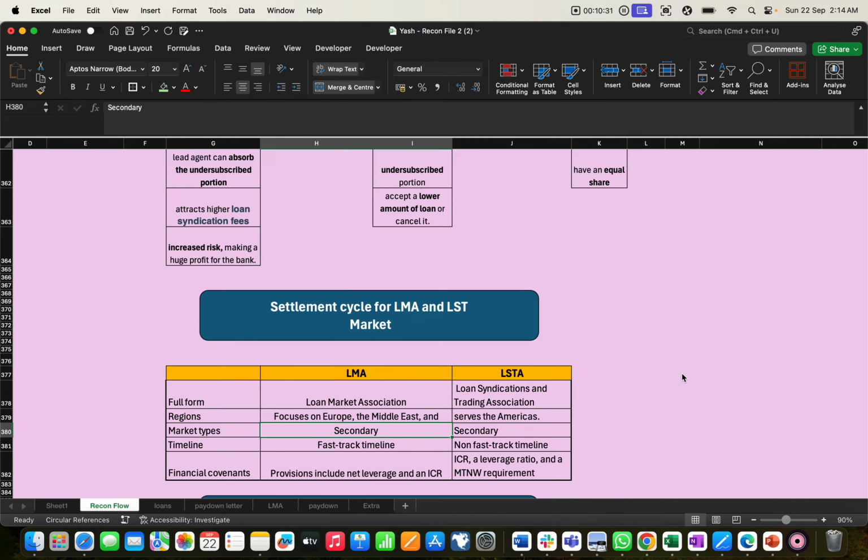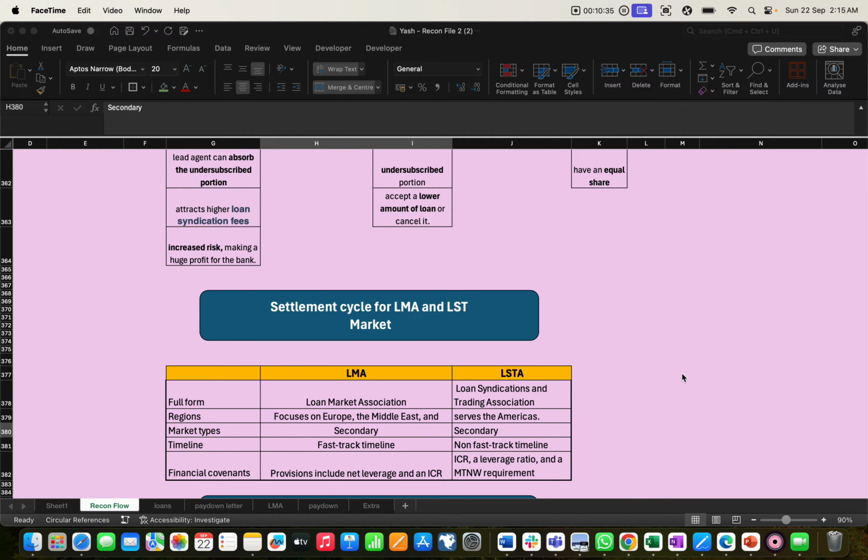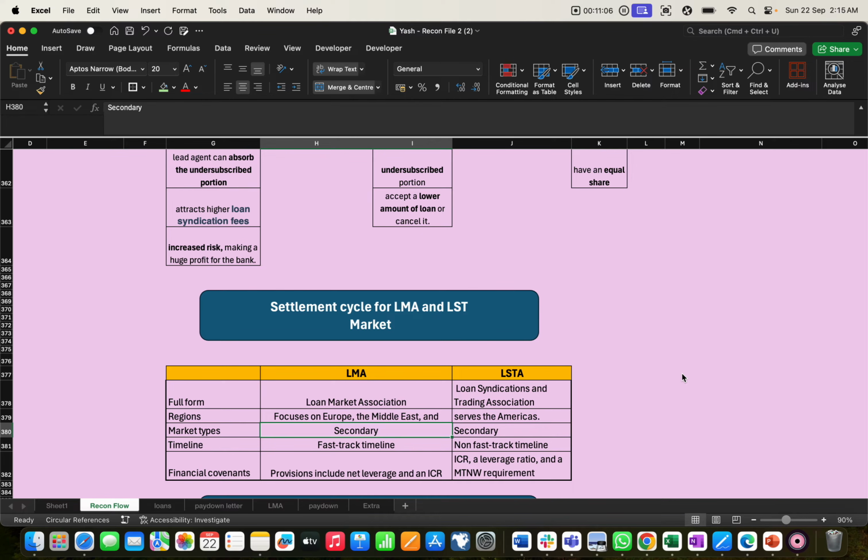It is most important when we resolve breaks in day-to-day life in our corporate. We can also look at the market type. The market type of this is secondary, because it is not traded in the primary market. The timeline for the LMA market is a fast-track timeline, meaning if you want to trade your loan on this platform, the loan gets done quickly. The second part is the financial covenants, meaning how it goes and how it gets registered. The provisions include leverage and ICR also.